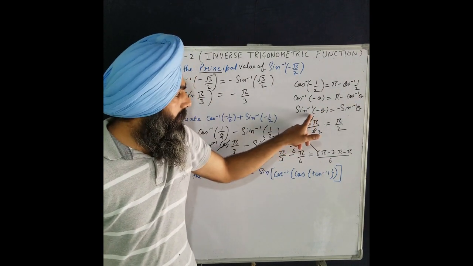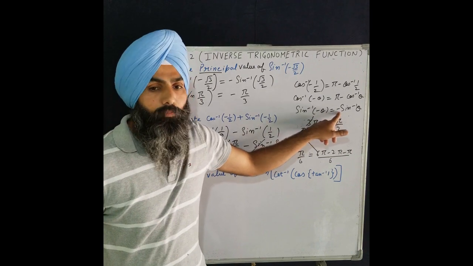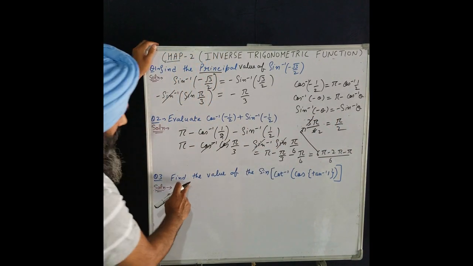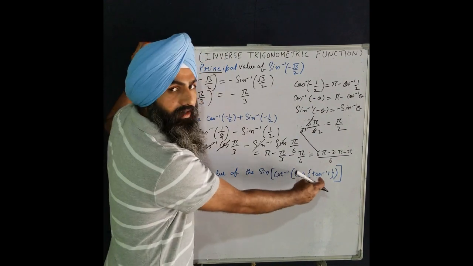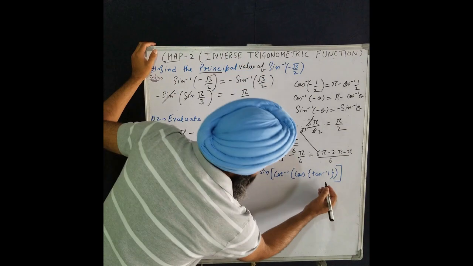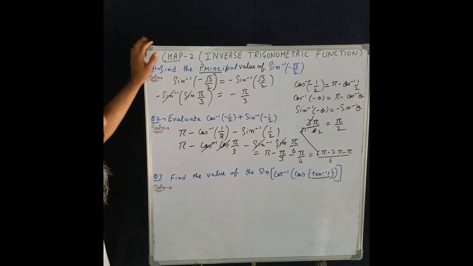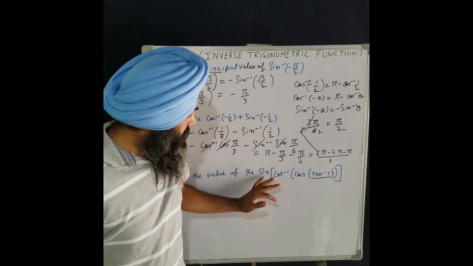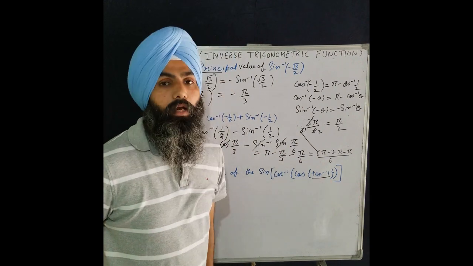If you want to eliminate minus in case of sin inverse, you directly write it minus sin inverse theta. Okay, next beta, find the value of sin cot inverse cos tan inverse 1. Start solving it from the inner bracket beta. Whenever you want to solve this type of question with many functions, sin, cot inverse, cos, tan inverse, just start from the inner bracket beta.